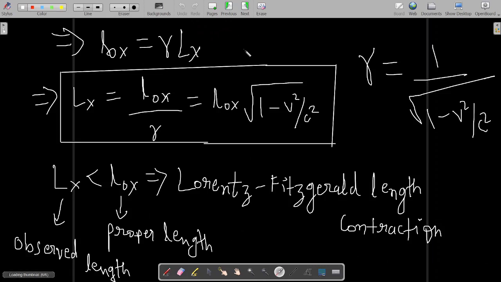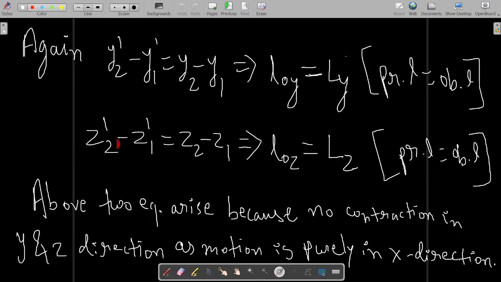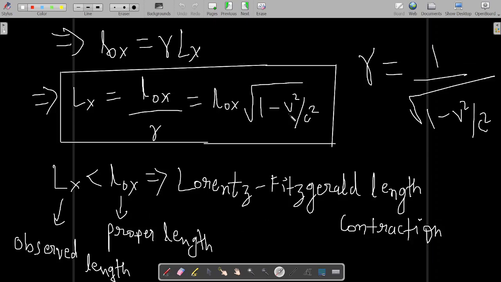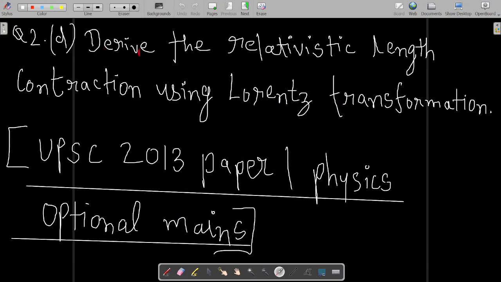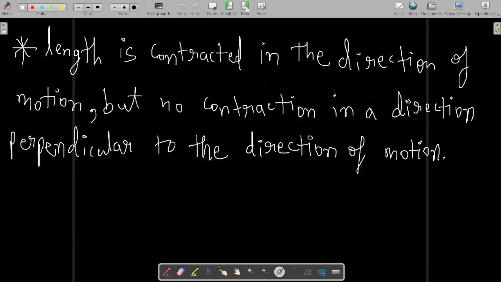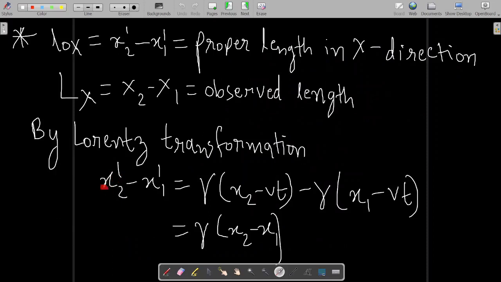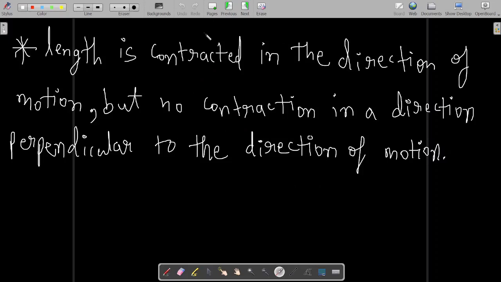So this is how the question has been solved. When you derive this particular equation, and this particular equation, and this particular equation, it is Lorentz-Fitzgerald length contraction. So you have successfully derived it. The question was: derive the relativistic length contraction using Lorentz transformation. Where did you use the Lorentz transformation? You have used it over here: x2 prime is equal to gamma times x2 minus vt, and x1 prime is gamma times x1 minus vt. These are Lorentz transformations. So using Lorentz transformation, you have successfully derived relativistic length contraction.